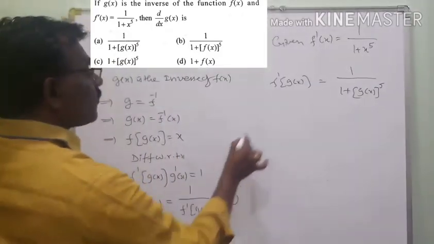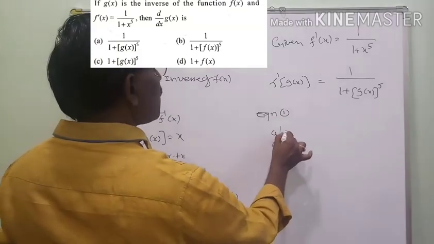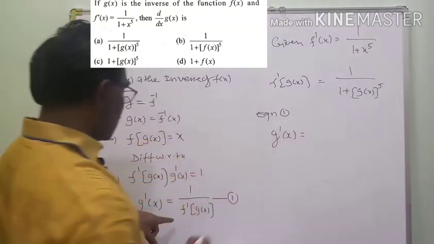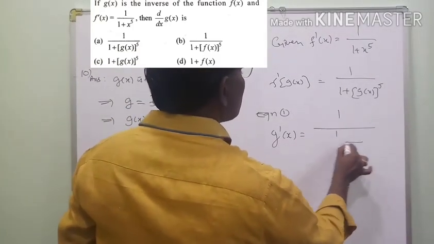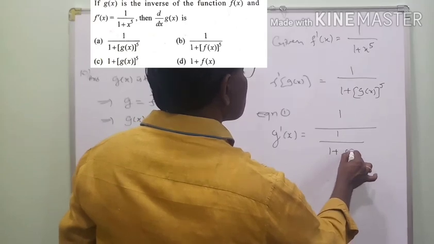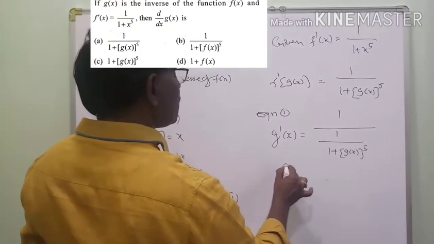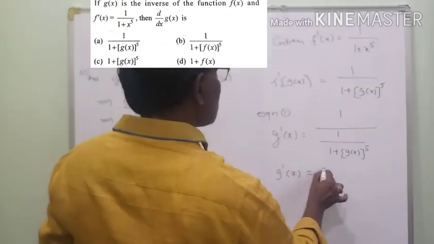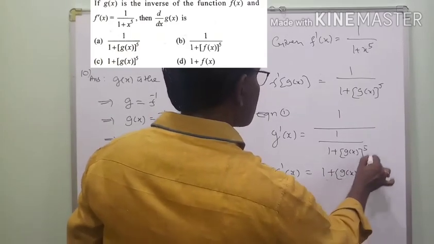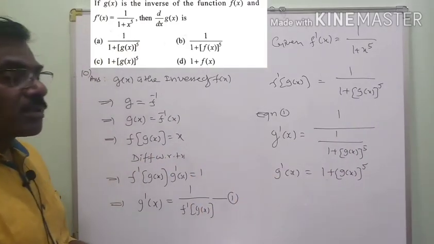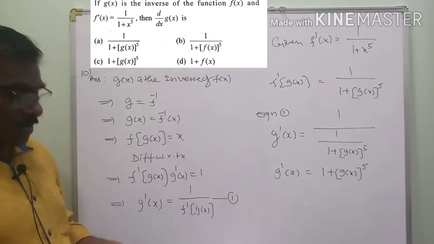Now equation 1 becomes g dash of x equal to 1 divided by 1 by 1 plus g of x whole to the power 5. So 1 divided by 1 over something gives 1 plus g of x whole raised to 5. So the third option is the correct answer. Option 3 is the correct option.